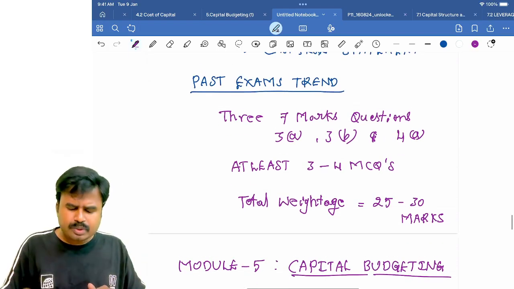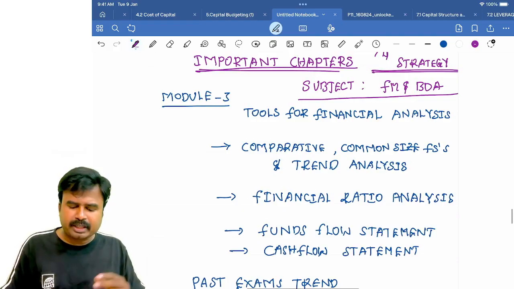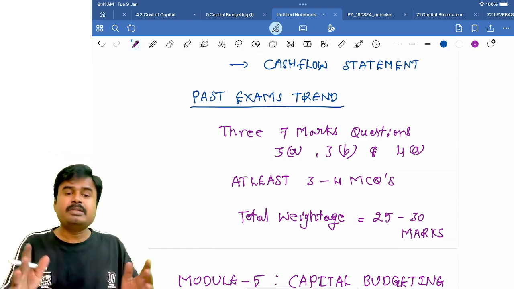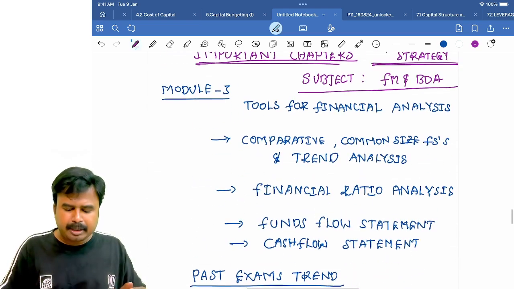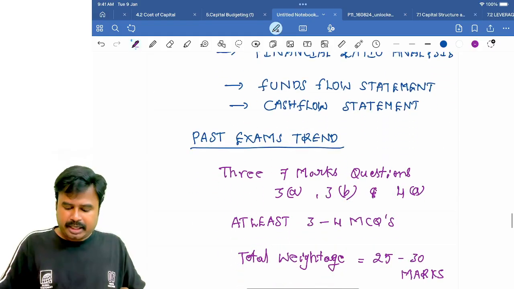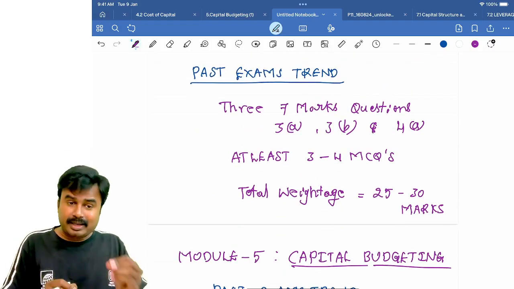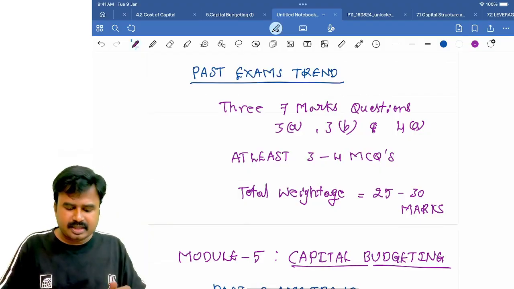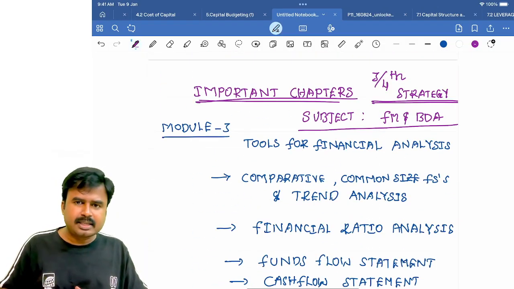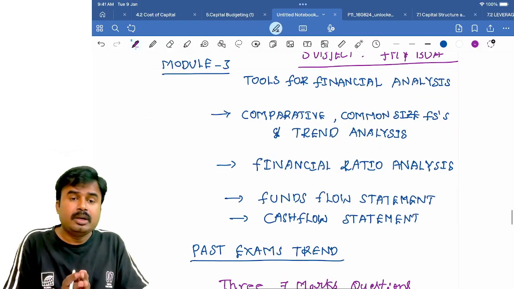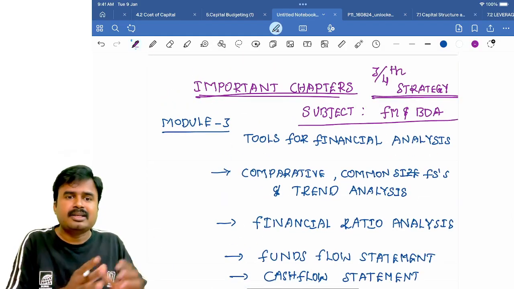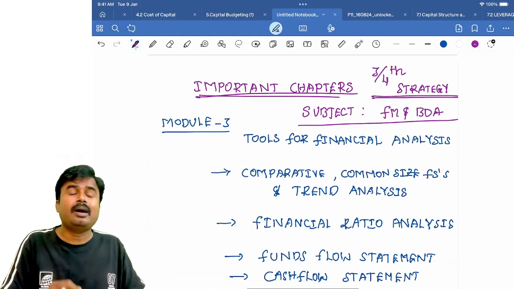Okay. So this is the past examination trend with respect to this chapter, tools for financial analysis, which is carrying a weightage of 25 to 30 marks. That means, my dear students, if you can prepare this chapter, tools for financial analysis, you can get at least 25 marks and a maximum of 30 marks. So please focus more on this chapter, tools for financial analysis. Never take this chapter as a choice, because this is carrying a high weightage.